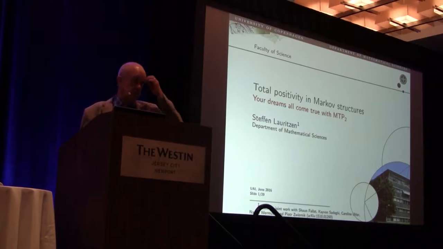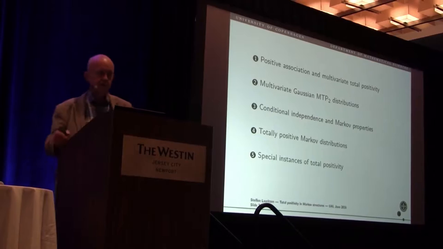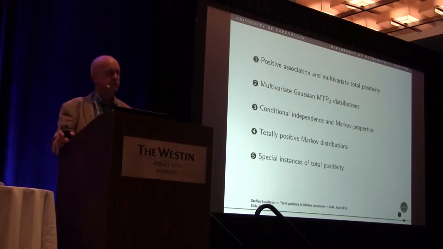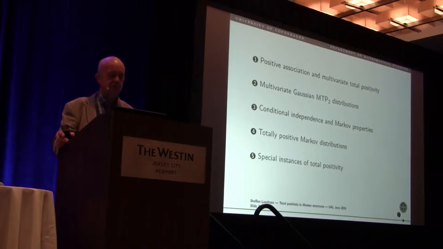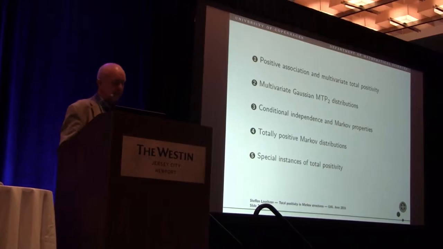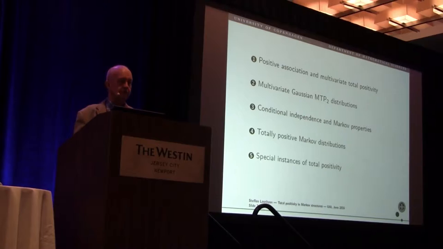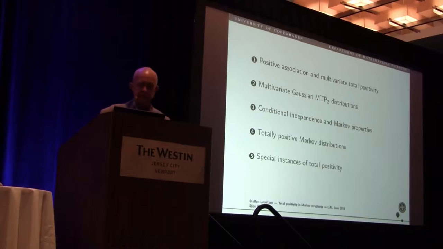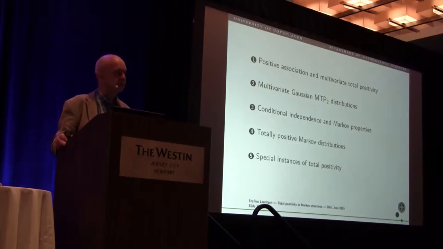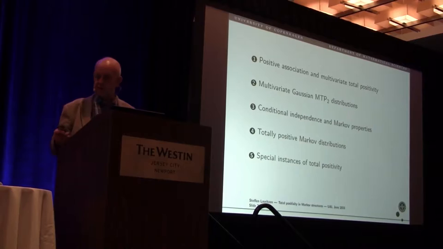So here is a brief overview of my plan. I'll talk a little about positive association and the fundamental definition of multivariate total positivity. I'll spend a little while on multivariate Gaussian distributions because it's particularly simple. And then I will go over to discuss conditional dependence and how conditional dependence and Markov properties play together with total positivity. That will describe the particular properties of totally positive Markov distributions, and I will then do some special instances at the last.